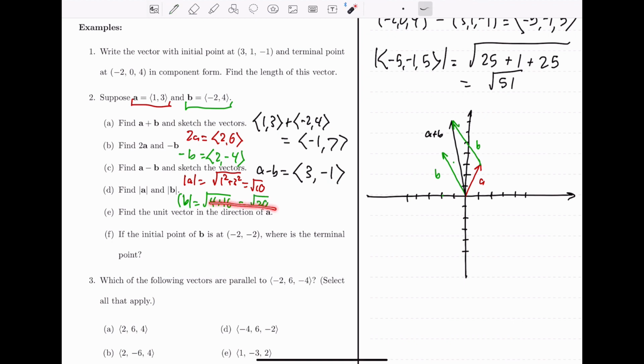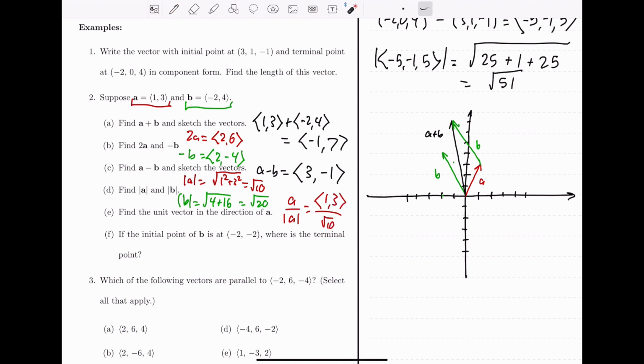How about part E of this problem? Here's a concept that we really want to be familiar with. How do we find the unit vector in the direction of a given vector? Well, the formula is to take the given vector and divide by its magnitude. So we're going to take the vector a and divide by the magnitude of a. Well, the vector a is 1, 3, and we just found the magnitude. It's the square root of 10.